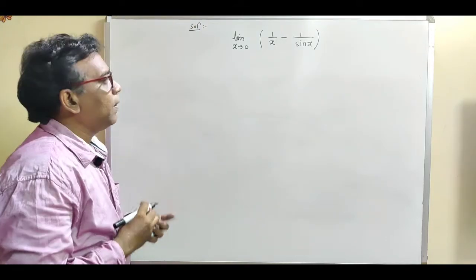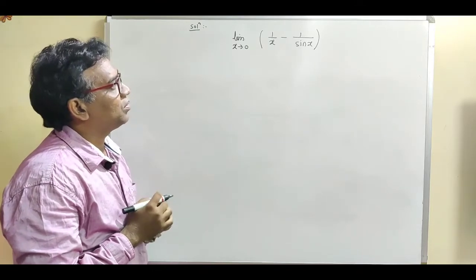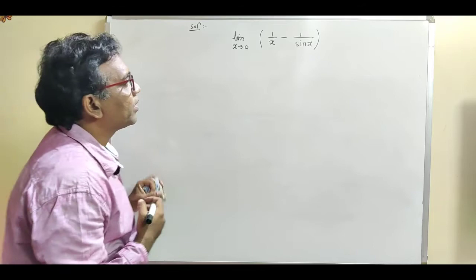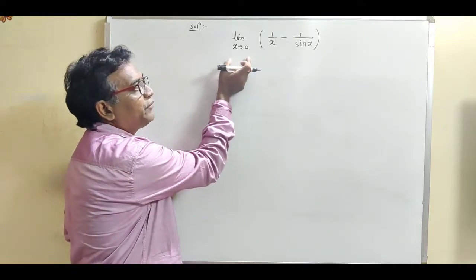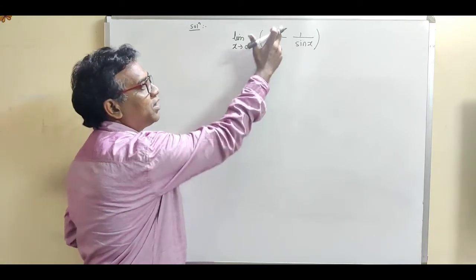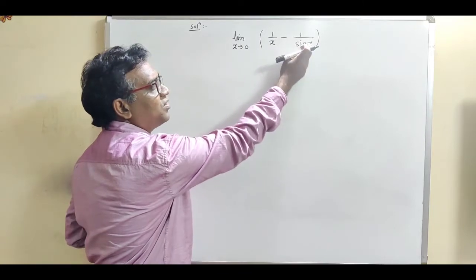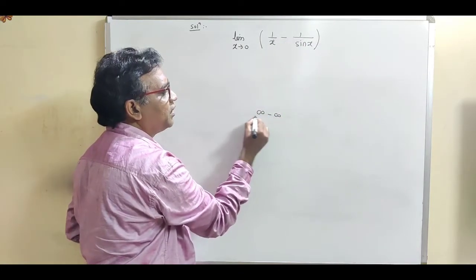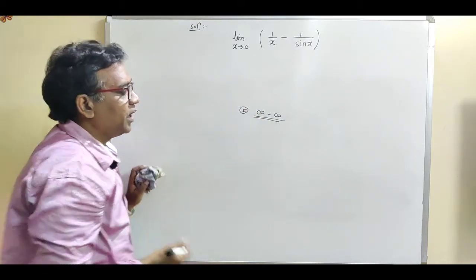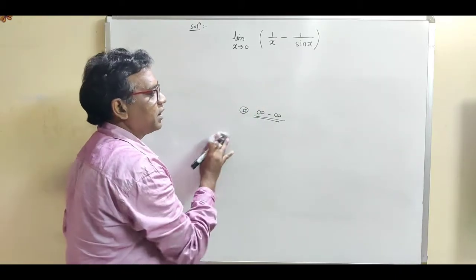Now this is the example. Evaluate limit x tends to 0 of 1 upon x minus 1 upon sine x. This limit form contains subtraction. If you put x equal to 0, then 1 upon 0 is infinity, minus, sine 0 is 0, so 1 upon 0 is infinity. So this is our second type, the subtraction form, which is infinity minus infinity form.